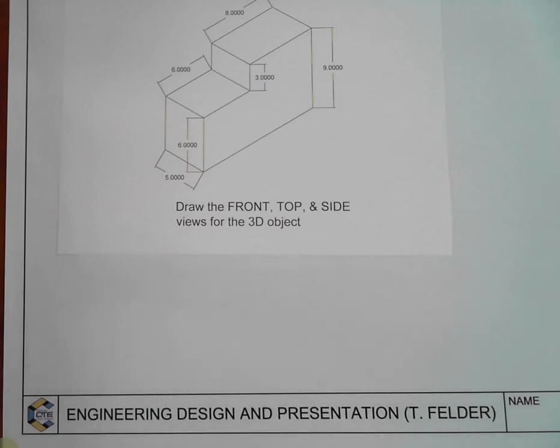Now, this right here, this is the image of an isometric, which we will be working on in further lessons, and we'll be kind of reverse engineering where you draw an isometric from the front, top, and the side views or whatever views I give you.